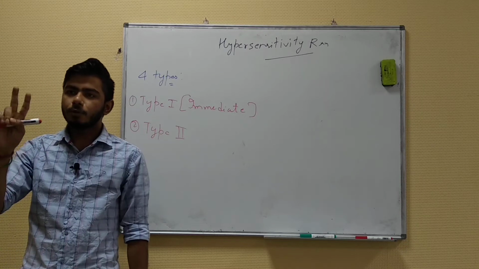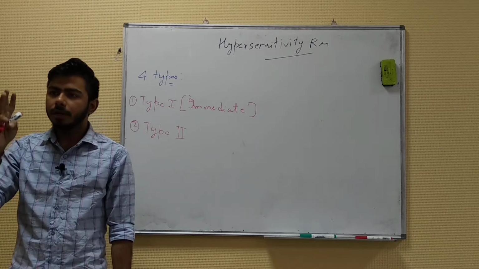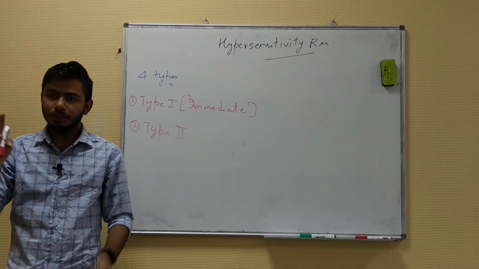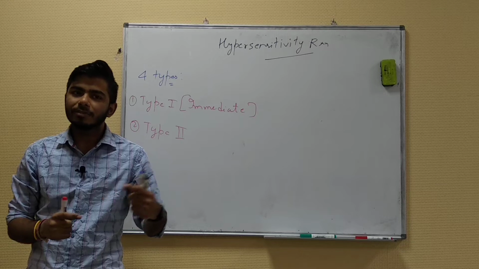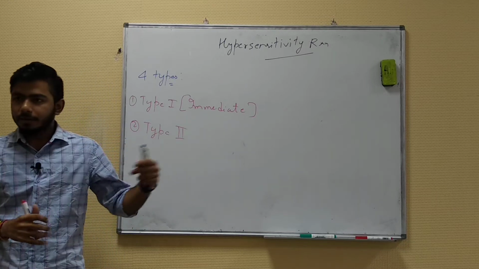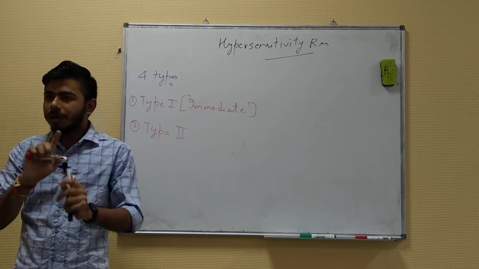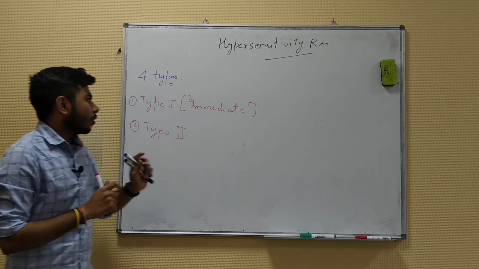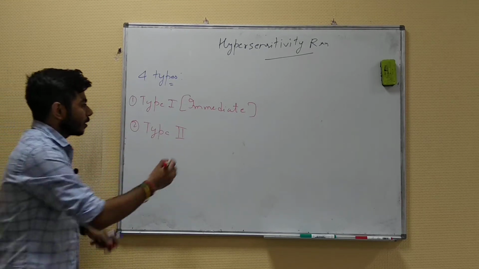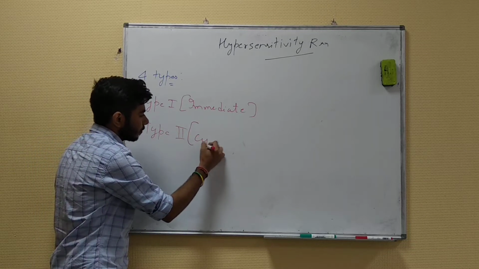Type 1, type 2 and type 3 are antibody mediated hypersensitivity, which means you will be using your antibodies. Which kind of antibodies? I will be talking about that later. Type 4 hypersensitivity is not antibody mediated, it is the cell mediated hypersensitivity. Now type 1 is immediate one, type 2 is cytotoxic.